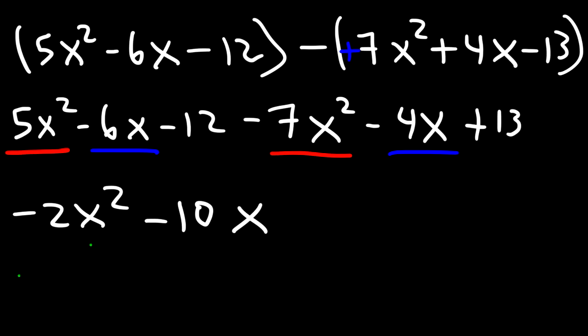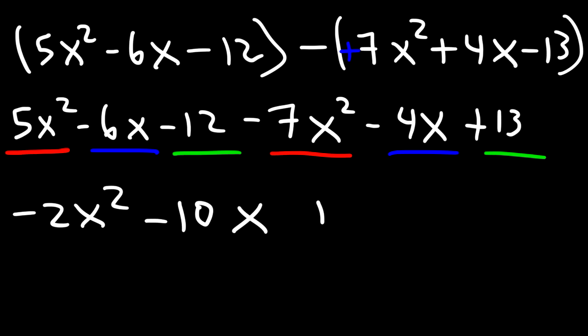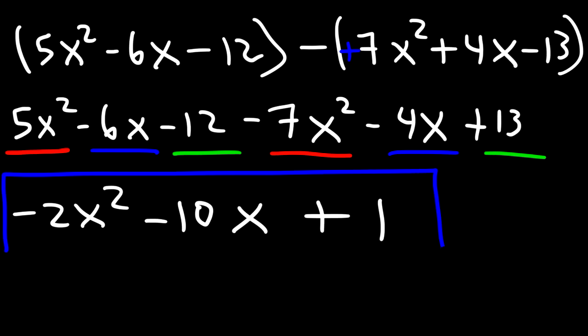And finally, the last two that we need to combine are negative 12 and 13. So you can read it as negative 12 plus 13, or if you reverse it, positive 13 minus 12, which I think is easier to see that way. 13 minus 12 is 1. So negative 12 plus 13 is positive 1. And so this is our answer, negative 2x squared minus 10x plus 1.